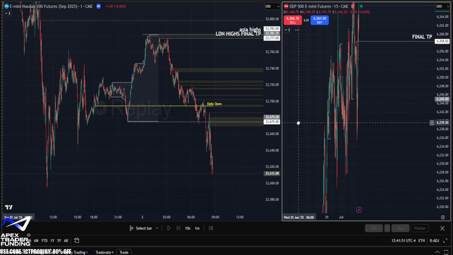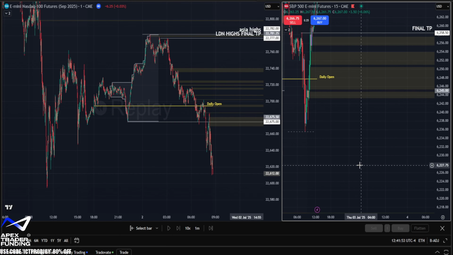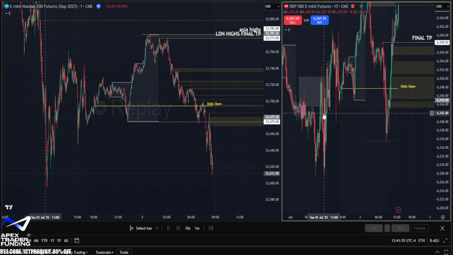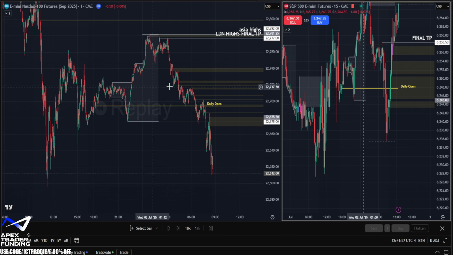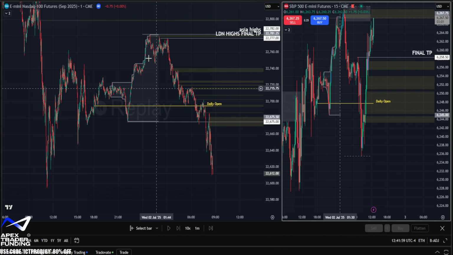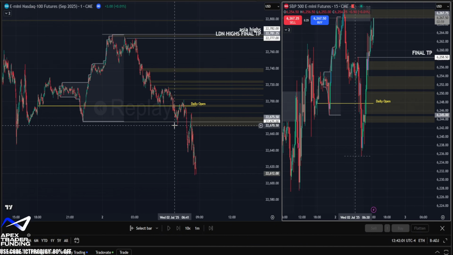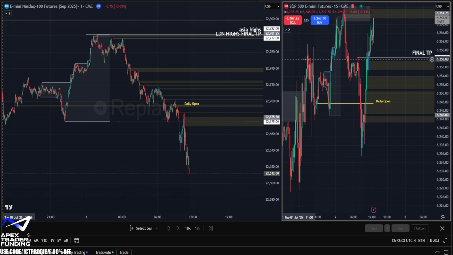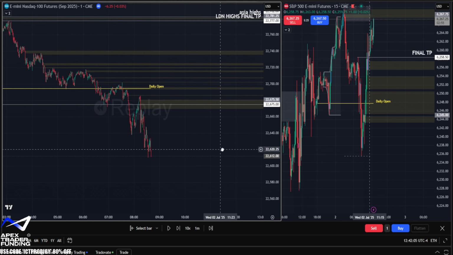So then you want to have ES on the right hand side, and you just want to look for anything that correlates with NQ. So you can see here they're fairly correlated. Obviously this is in replay mode, so it's going to be a little bit difficult to see the correlation. So never mind about that.